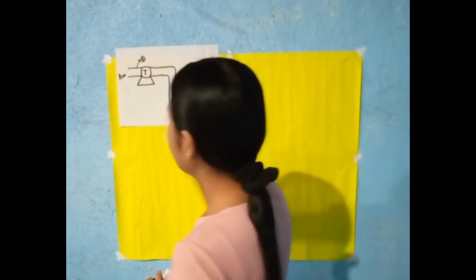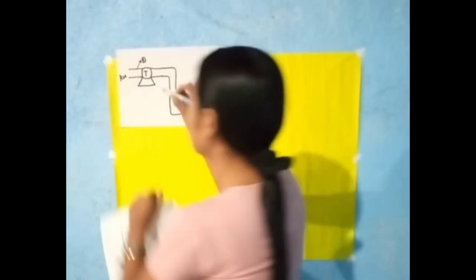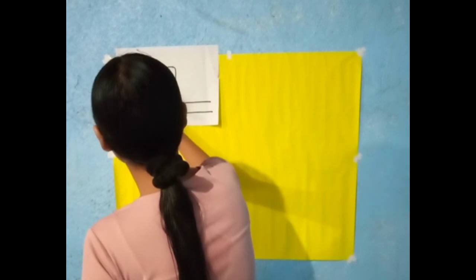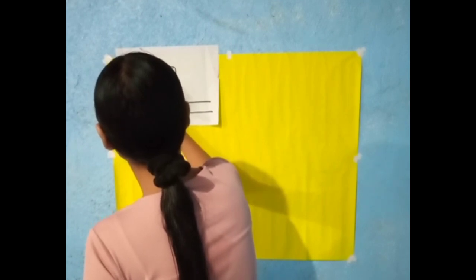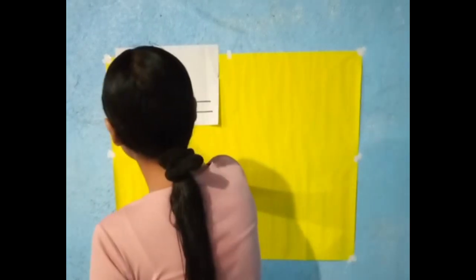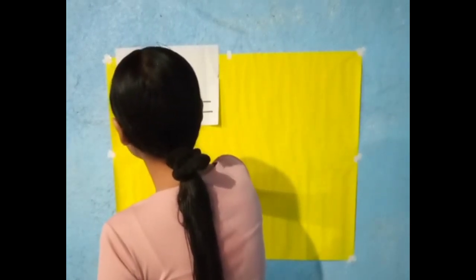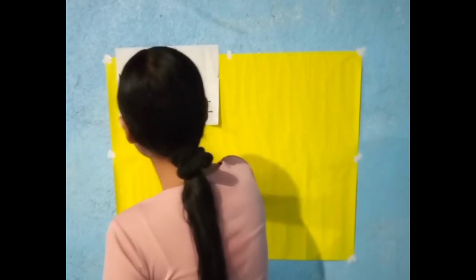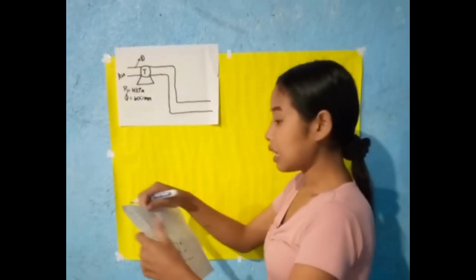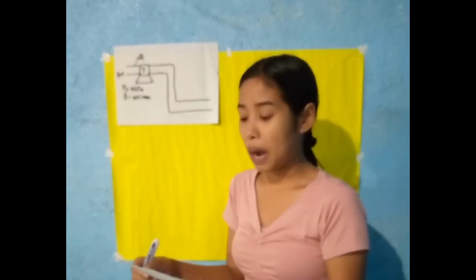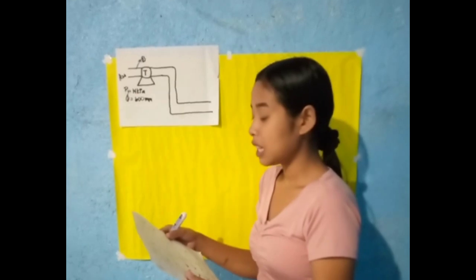And in our point 1, we have a pressure of our pressure 1 is equals to 14 kilopascal. And our diameter is 600 millimeter. And then it leaves through a 900 millimeter diameter exhaust pipe with a pressure of 4 kilopascal.